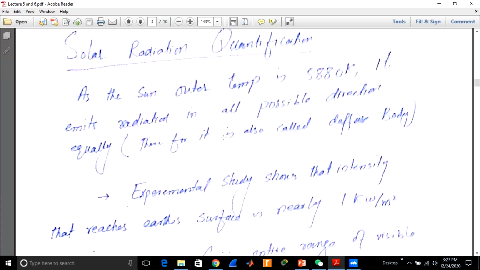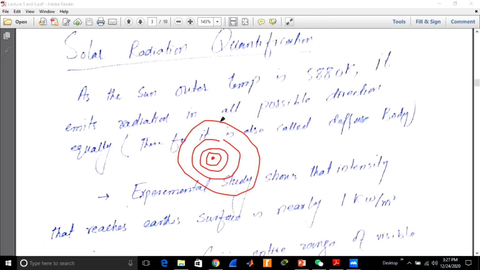The analogy of the sun's radiation can be made with a pebble dropped into a lake. When you drop a pebble into the lake, it generates a disturbance in such a manner. For example, if we drop a pebble here, it will generate waves in circular form. And these circular waves will be generated in all directions. Similarly, this is the sun, and it radiates energy in all directions.